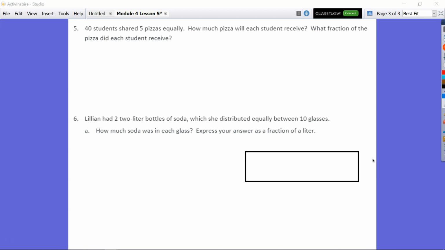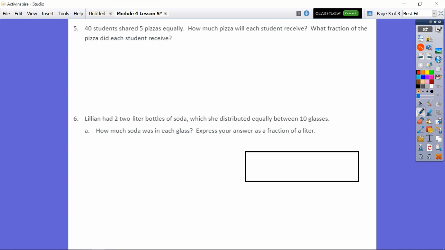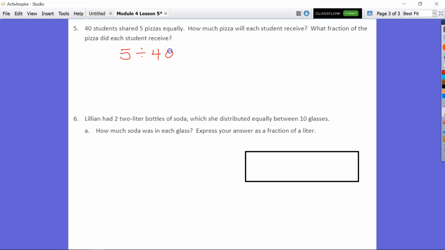So we know that it's going to be, let's go ahead and write this out. We know we have 5 pizzas. I'm not going to draw a tape diagram for this one because I'll have to split it into too many pieces. So I'm just going to say 5 pizzas divided by 40 students. So I know that's equal to 5/40. And I can say, well, each one of these are divisible by 5.